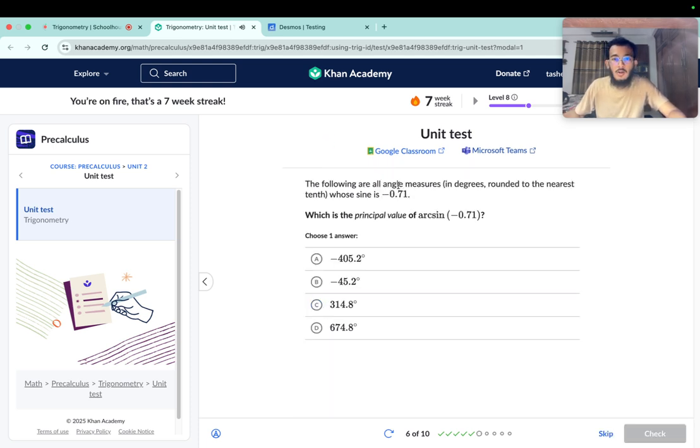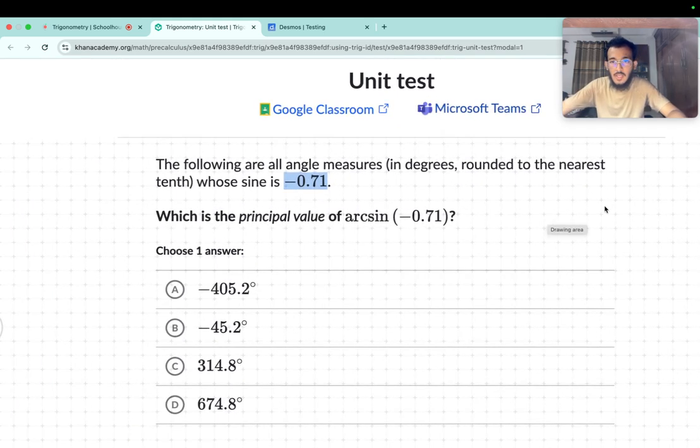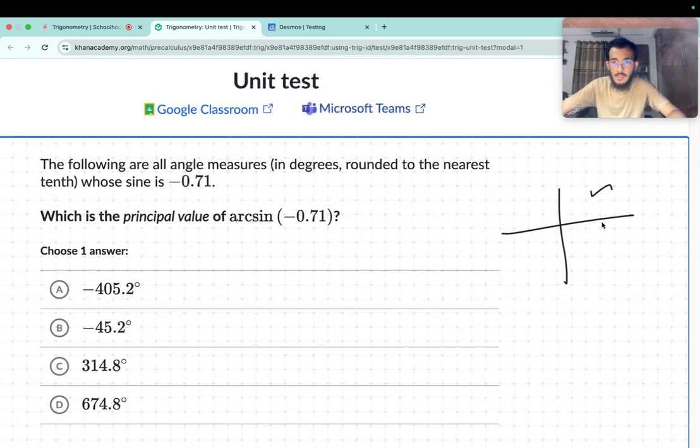All right, the following are angle measures in degrees, rounded to the nearest tenth, whose cosine is negative. Okay, what is the principal value of inverse sine of this? So sine is negative, which means it is not here, it is here.